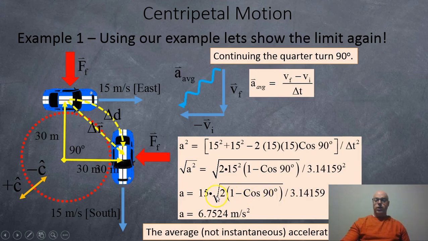All right, so now this is going to give me the change in velocity divided by the time, and I get 6.7524 meters per second squared. So that's the average acceleration for the 90-degree turn. And you'll notice it's not quite the 7.5, which is the instantaneous acceleration at any given point on this curve.